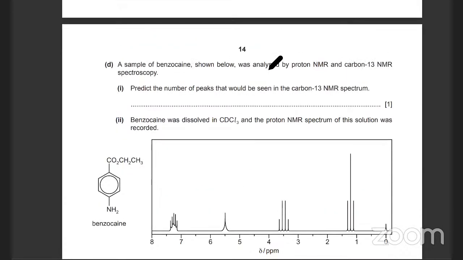So that's going to be 7. And then benzocaine was dissolved in CDCl3. And now this is the proton NMR, the H NMR. Remember, H NMR also depends on chemical environments, except that there's going to be splitting according to the N+1 rule, which is that if the neighboring carbon has N hydrogens, the peak will split into N+1 peaks.